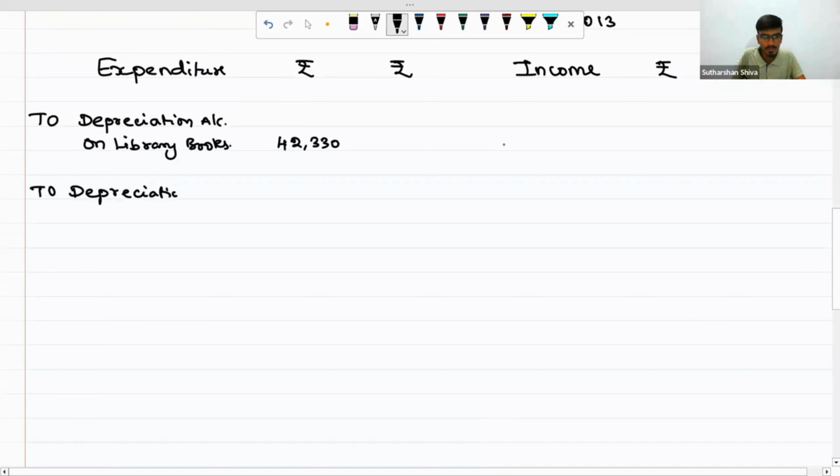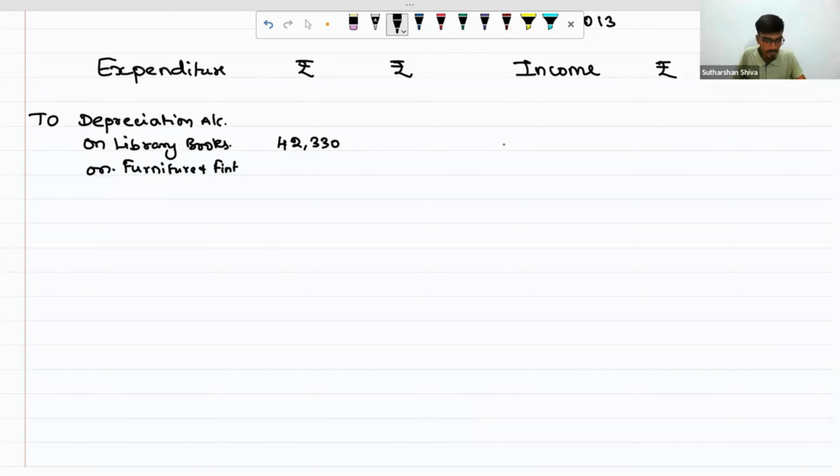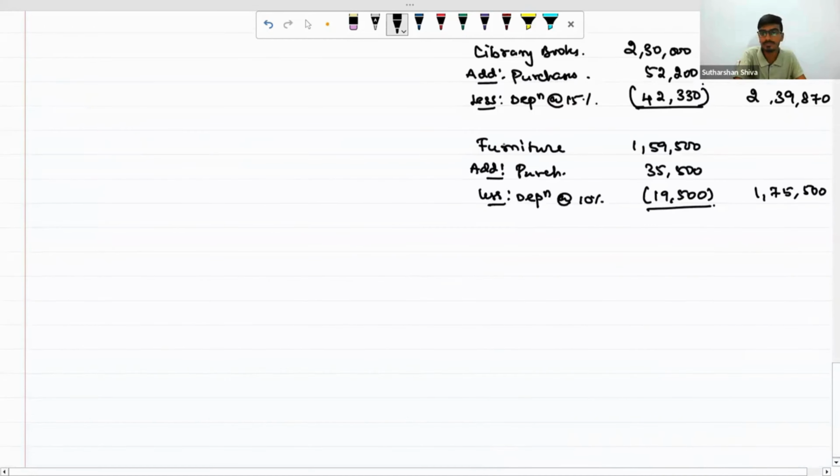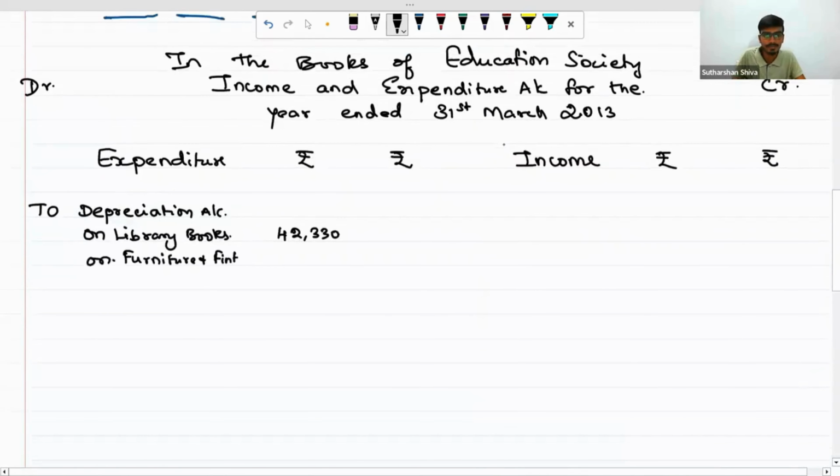Depreciation. Wait, why are we writing depreciation again? On what have we subtracted? On furniture and fixtures. We will write the depreciable value, 19,500.